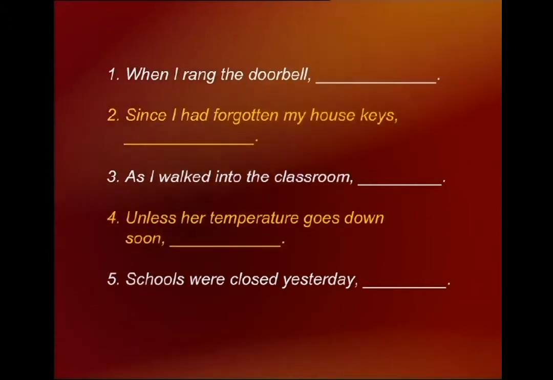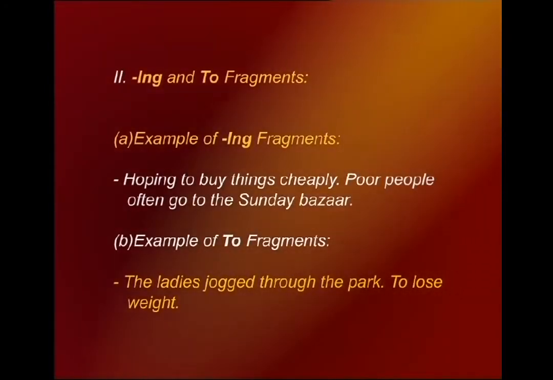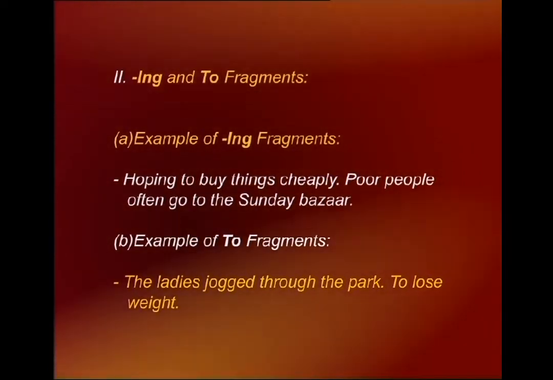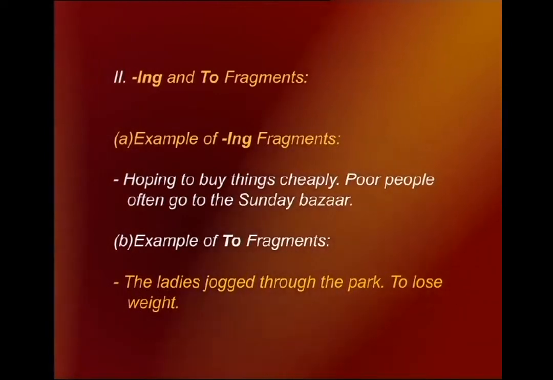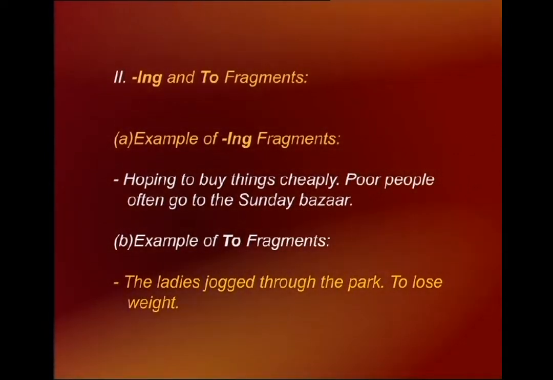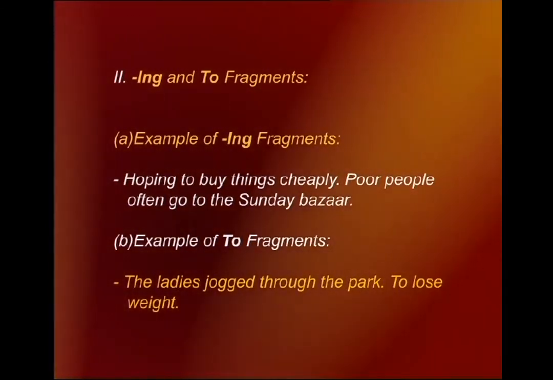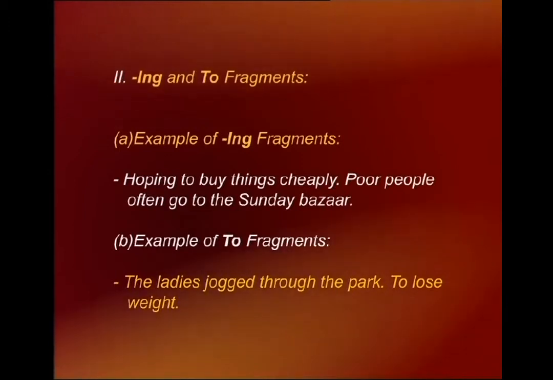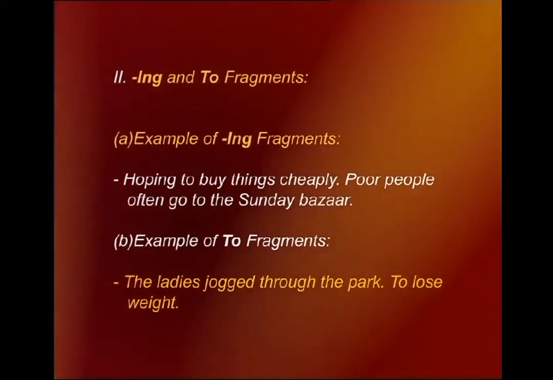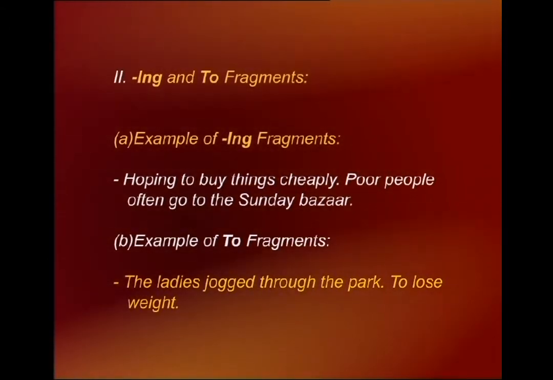Right? Now, the second type of fragment is the ing and to. Now, when a word which ends in ing appears at the beginning of a group of words, a fragment may result. Example, hoping to buy things cheaply. Poor people often go to the Sunday bazaars. Now, here the second statement is a complete statement. But the first group of words lack both a subject and a verb. So it is a fragment, hoping to buy things cheaply. There is no subject and there is no verb.